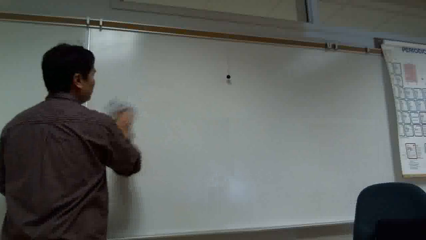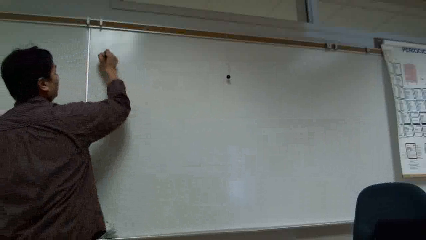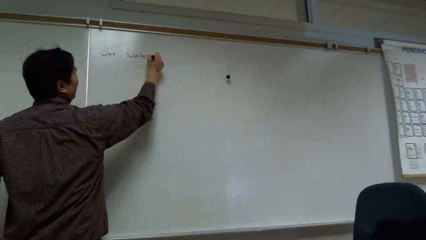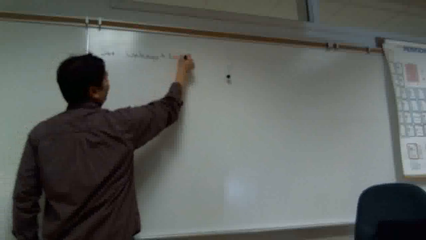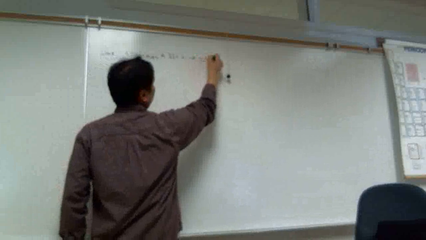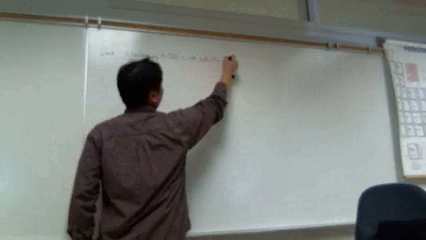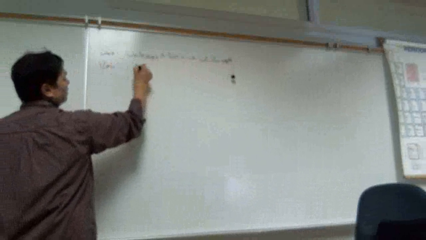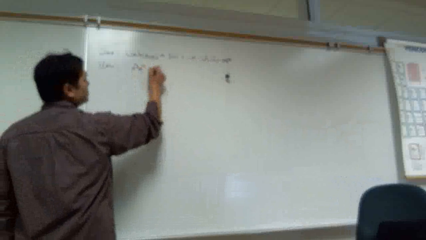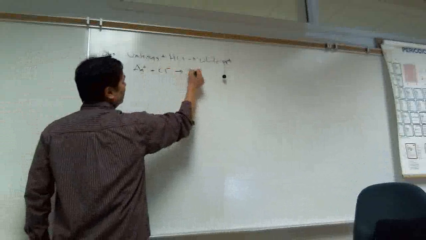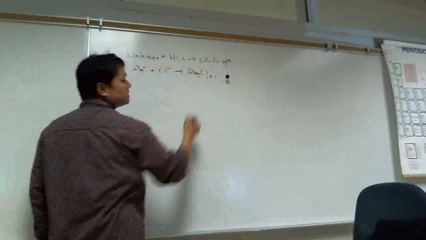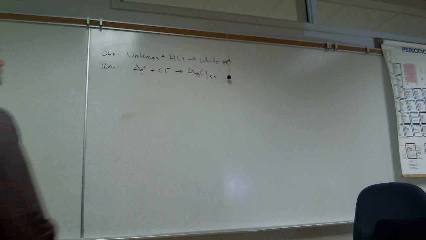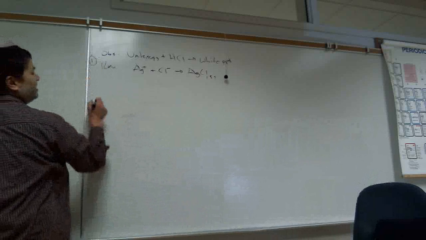Let me erase this. The observation is if you take your unknown aqueous plus HCl, we should get a white precipitate. And the reaction that goes with this observation is your unknown should contain silver ion if you get a precipitate here, and that reacts with the chloride ion. We get AgCl. This is a metathesis reaction. Right. Okay, then what did you do?